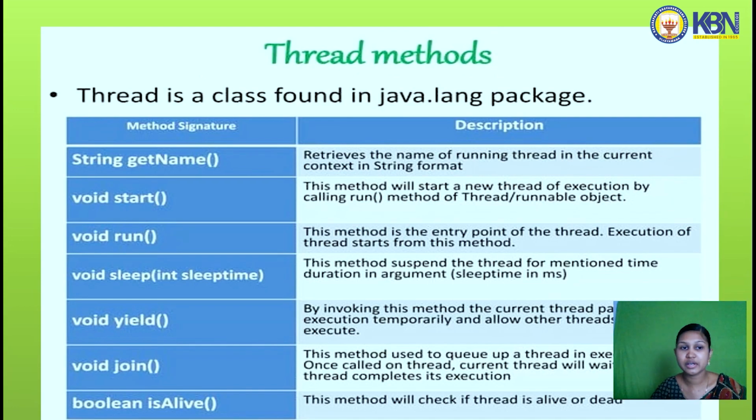Now let's see the thread methods. These are the thread methods. The getName method returns the name of the running thread in the current context in string format.